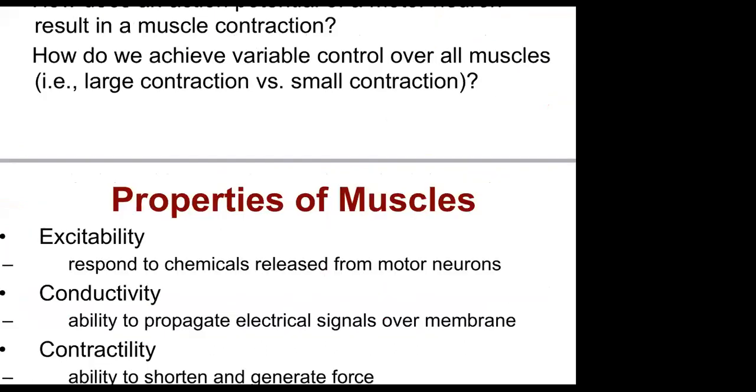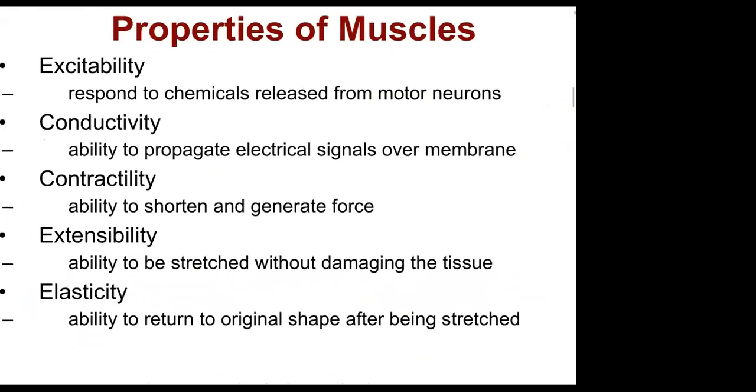So we'll start here with some of the general properties of muscles. These are just some of the vocab words you'll need to know. Hopefully you'll recognize the term excitability. That is something we've talked about in the past. An excitable tissue just has the ability to respond to external stimuli. In this case, the external stimuli will be chemicals that will be released from motor neurons. So what we're talking about here are neurotransmitters.